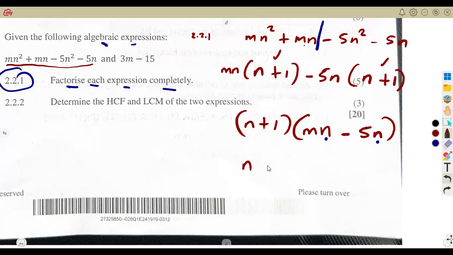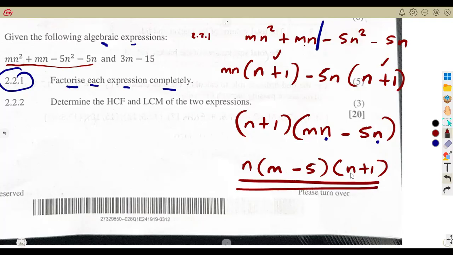So if we factor out N, we're going to remain with what here? If you factor out N, this was going to be M minus 5. All right. So this bracket you can just write as it is, N plus 1. It's not affected. Just rewrite as it is. So this is it, guys. You have factorized the first algebraic expression. Let's move on to another one.